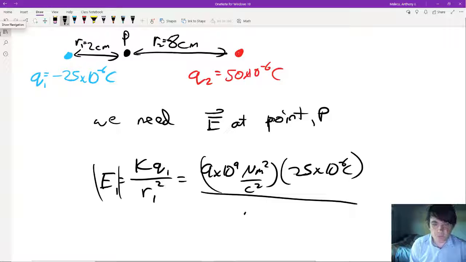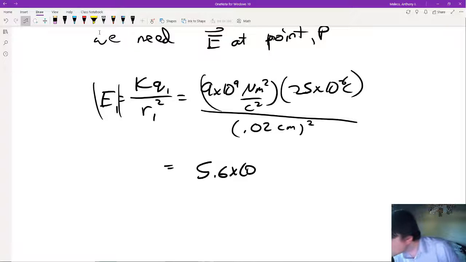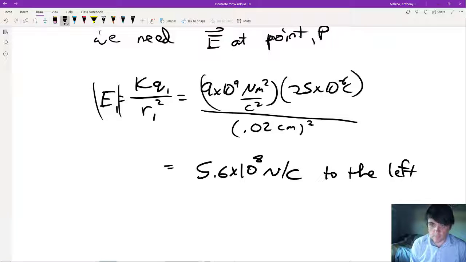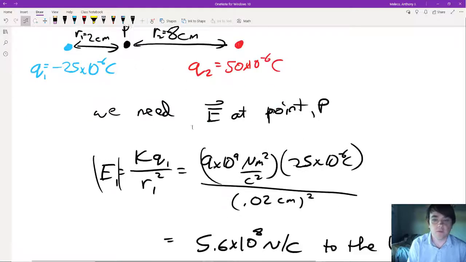Sorry, it's squared. So that was 0.02 meters squared. And so if you plug all this in, you're going to get 5.6 times 10 to the 8th Newton per Coulomb to the left. It's to the left because at this point, this guy has an electric field that's moving towards the charge. Okay, so it's to the left.